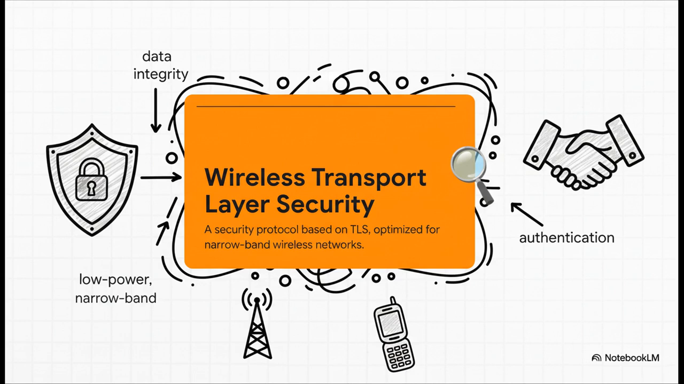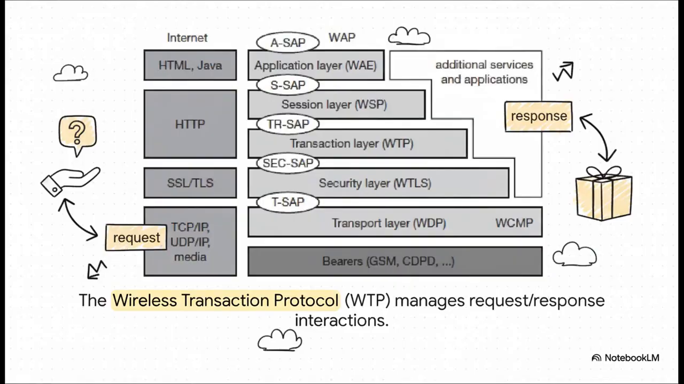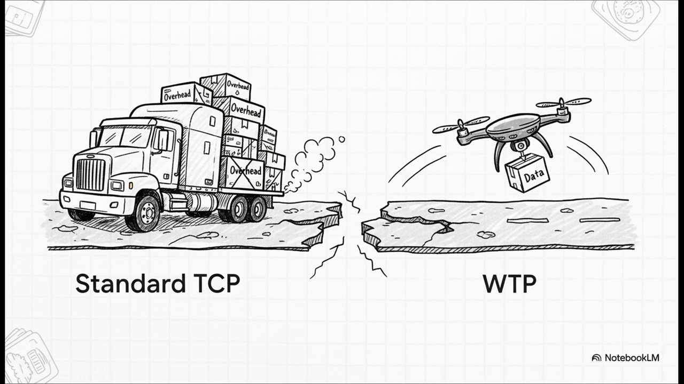That was absolutely critical for saving battery and just making things work on those slow networks. Okay, so with security in place, the next layer up is the Wireless Transaction Protocol, WTP. Now, don't think of this as just a continuous stream of data. WTP is all about managing transactions. You know, that simple back and forth, I ask for a web page, you give me the web page. And this thing was designed to be incredibly efficient for that request-response dance of mobile browsing.